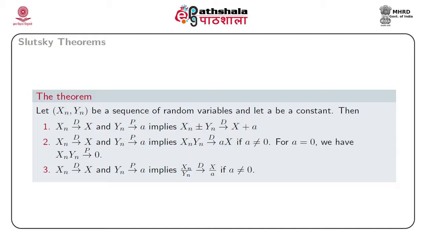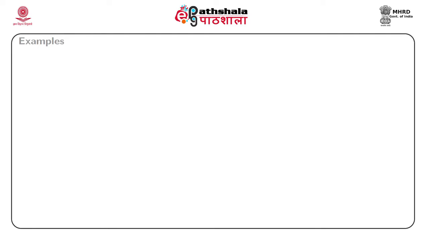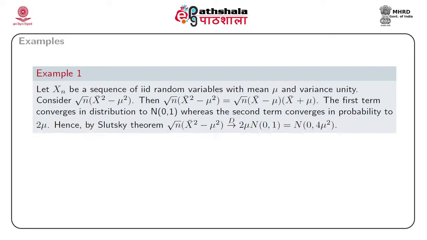Actually, the Slutsky theorem for ratio of random variables comes from the Slutsky theorem for the product of the random variables. So, let us illustrate with some examples. Consider our first example. Let Xn be a sequence of IID random variables with mean mu and variance unity. So, first of all, assume that this mean is non-zero. Now, consider the convergence of square root of n times X bar squared minus mu squared, where X bar is nothing but the sample mean based on n IID observations.